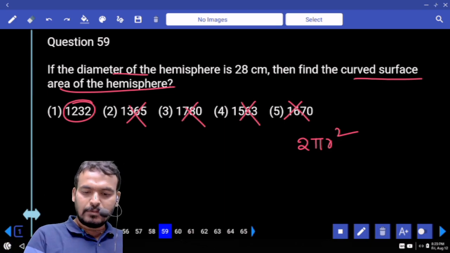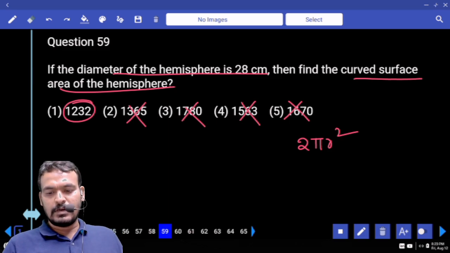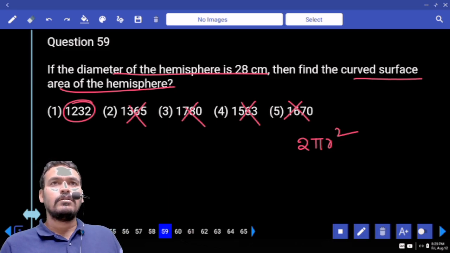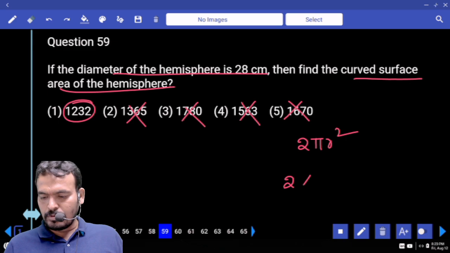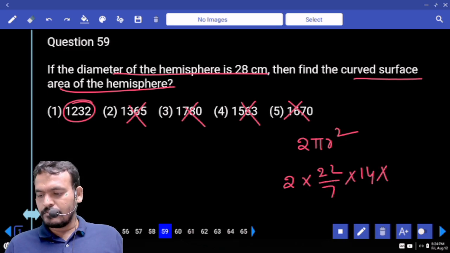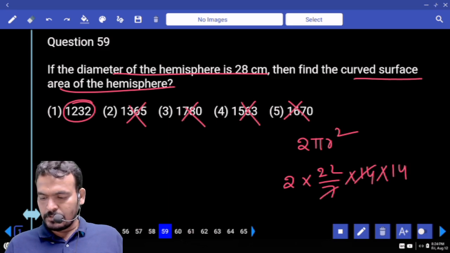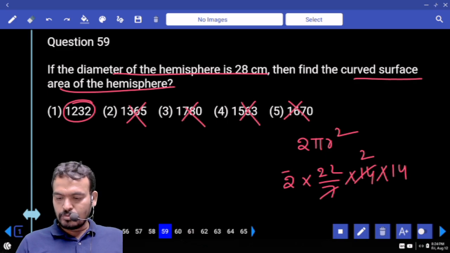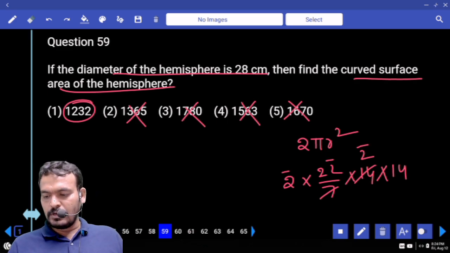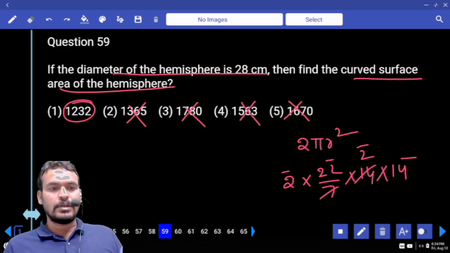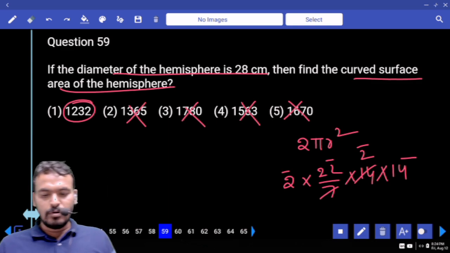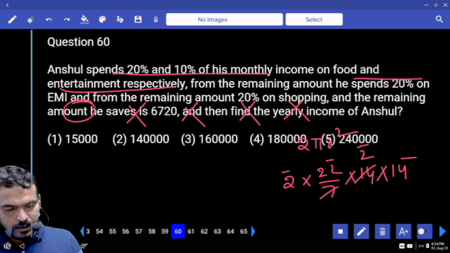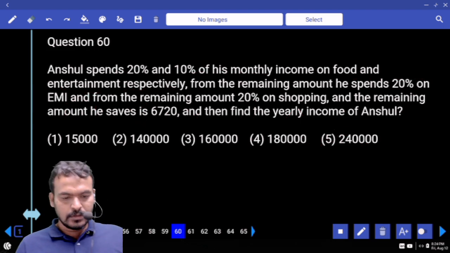R, what is the diameter value given? 28. Diameter 28 means radius 14. Then 2 into 22 by 7 into 14 into 14, and 7 how many times? 2 times. Verify the units position: 2 2s are 4, 4 2s are 8, 8 4s are 32. End with 2, or not? Only one option. Next, question number 60.